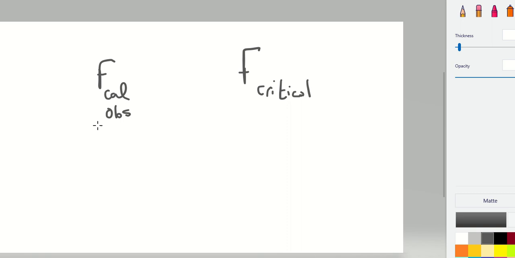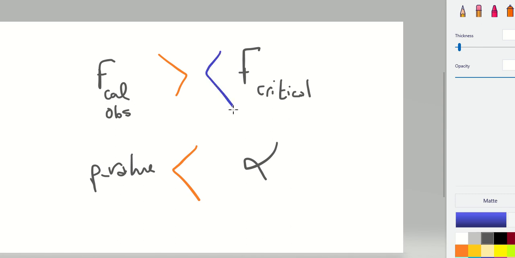Okay, under your F observed put your p-value, and under the F critical put alpha. And no matter what the relationship is between these two, you reverse it for the p-value and the alpha. So if your F observed is greater than your F critical, that means your p-value is less than alpha. On the other hand, if your F observed is less than your F critical, that means your p-value is greater than alpha. Okay? As simple as this.